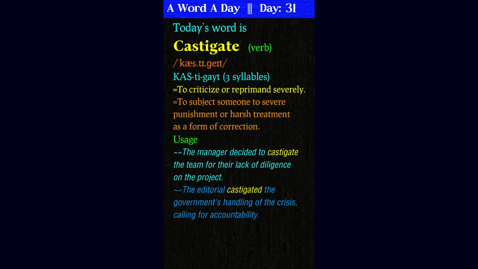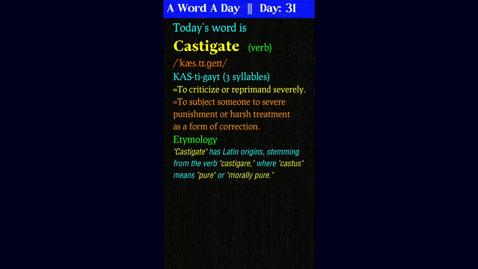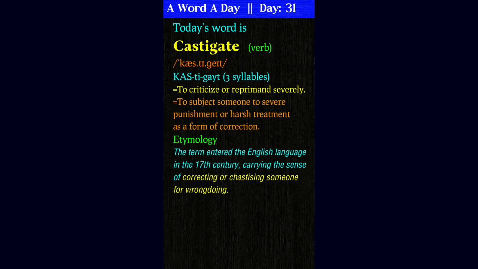The editorial castigated the government's handling of the crisis, calling for accountability. Etymology. Castigate has Latin origins stemming from the verb castigare, where castus means pure or morally pure. The term entered the English language in the 17th century, carrying the sense of correcting or chastising someone for wrongdoing.